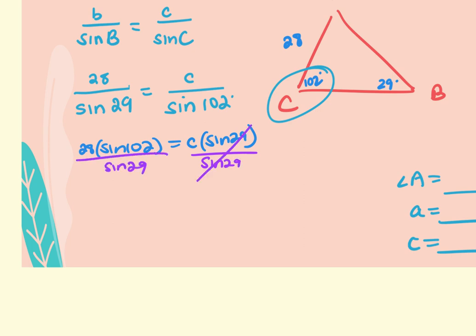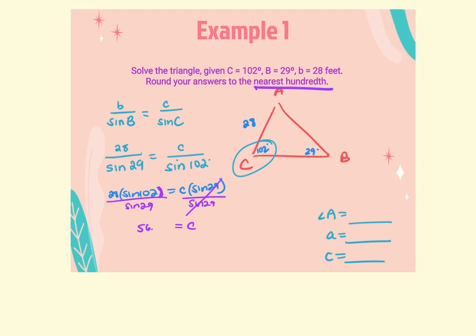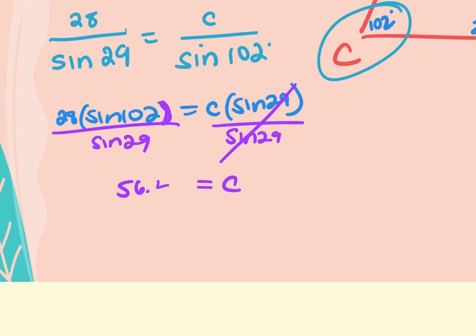I'm going to make sure my calculator's in degrees, and then I'm going to type that in. Go to my mode, switch to degrees. 28 sine of 102. If you're going to type it all in at one time, make sure you close the parentheses after the 102. If not, you can just hit sine 28 sine 102, hit enter, and then divide by the sine of 29. And I get 56 point, it said to round to the nearest hundredth, so I'm keeping 2 decimal places.